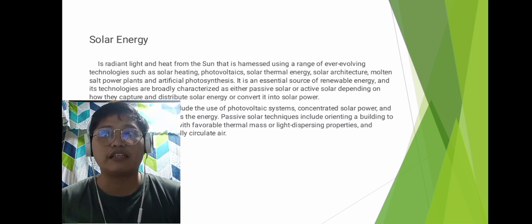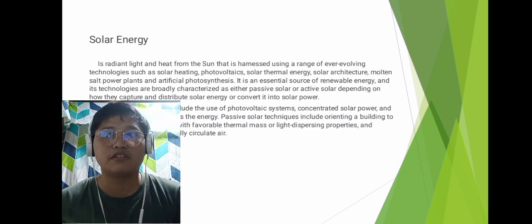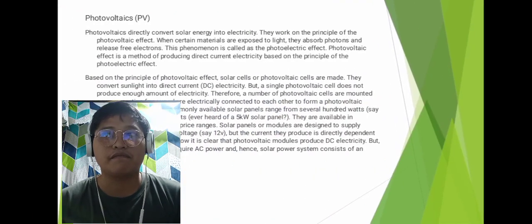Active solar techniques include the use of photovoltaic systems, concentrated solar power, and solar water heating to harness the energy. Passive solar techniques include orienting a building to the sun, selecting materials with favorable thermal mass or light dispersing properties, and designing spaces that naturally circulate air.